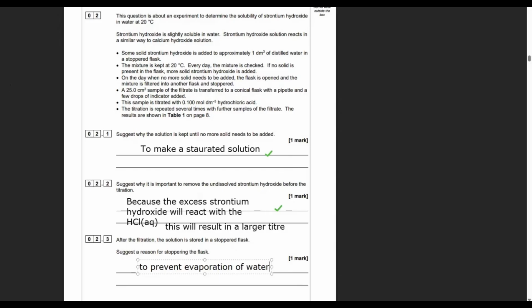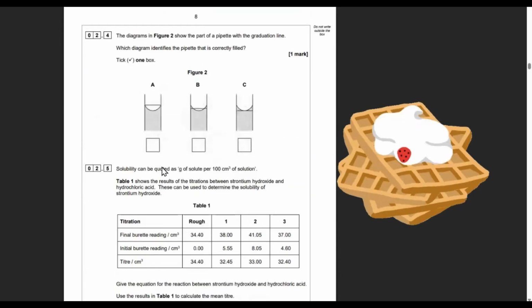And I've just noticed that I have spelt saturated way wrong over here. So it should be like that, saturated. Coolio. All right, let's move on, because I am taking ages on this paper. I don't know why, but I'm in a waffling mood today.